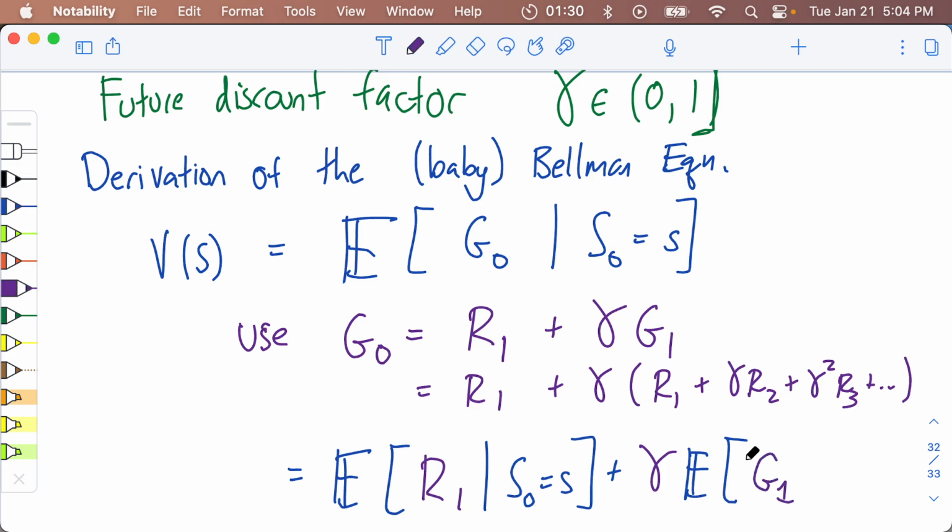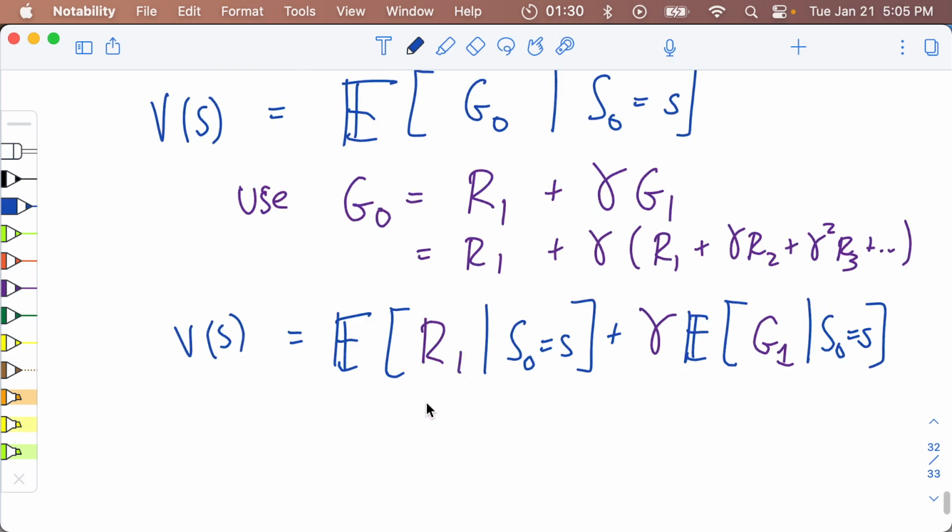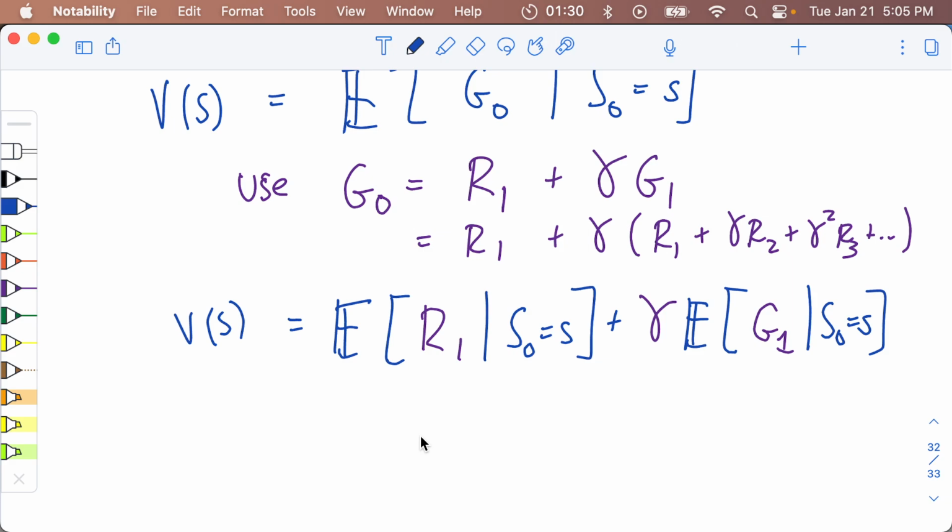G1 of S0 equals S, and this is V of S. So basically, the value of our state, like the total value on average we're going to get from our state, is what we get now on average plus what we're going to get after we move to the next state, right? What we're going to get in the future, okay?